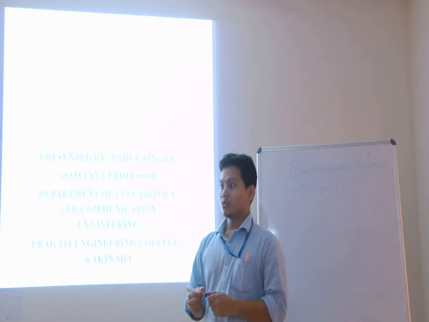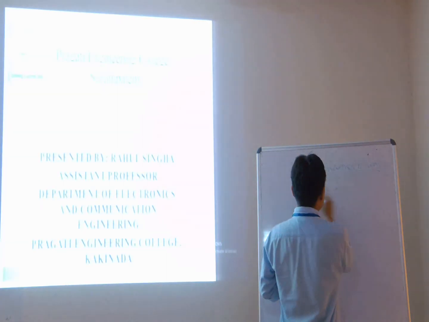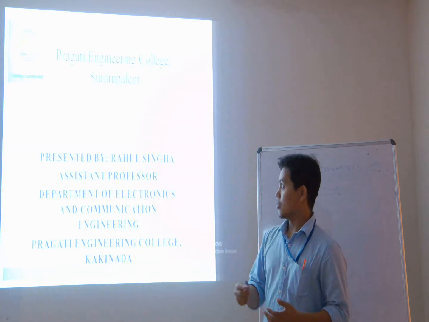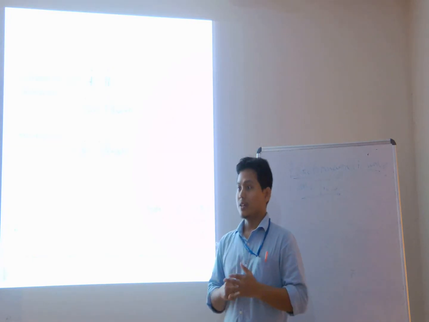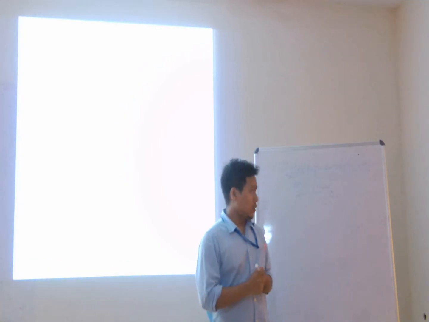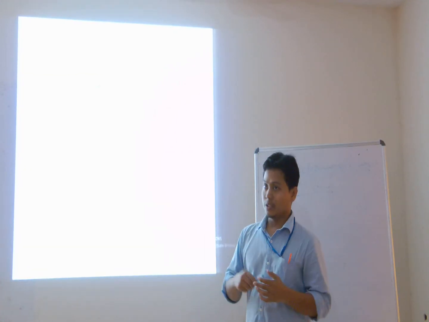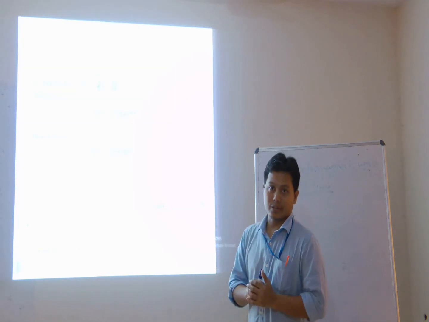Now I am going to discuss electromagnetic waves and transmission lines. So basically, an electromagnetic wave is a combination of an electric wave and a magnetic wave. Before discussing electromagnetic waves, I want to introduce some basic definitions like dot product and cross product, for example.